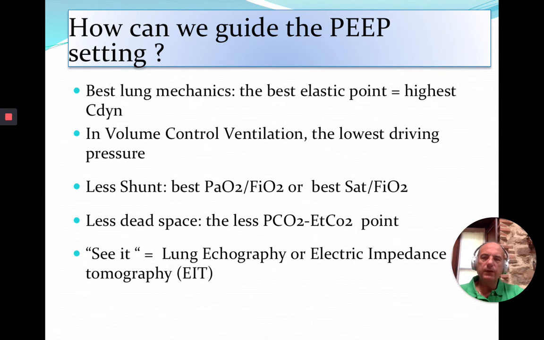Second, obviously, the least shunt. So the best PF ratio or best saturation to FiO2 ratio is another very nice way to get the best PEEP. Less dead space is very simple if you have arterial blood analysis. A simple way to measure this is the smallest difference between PCO2 and end-tidal CO2.